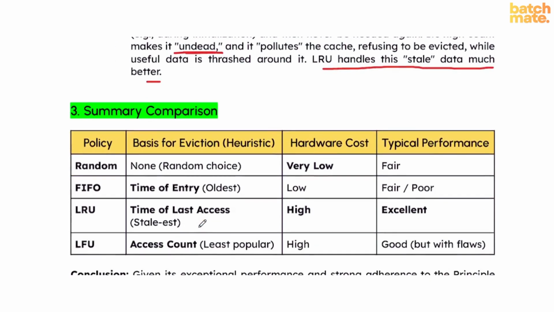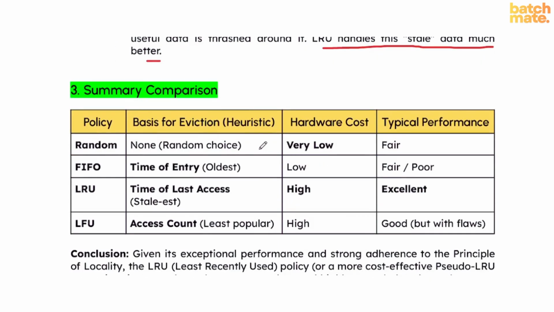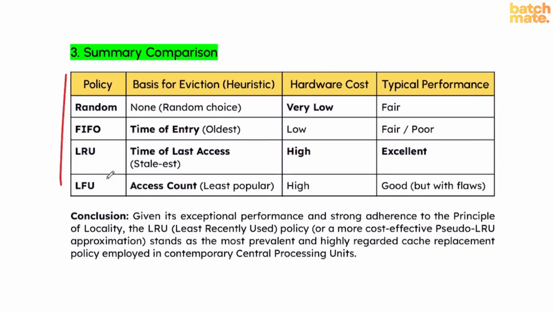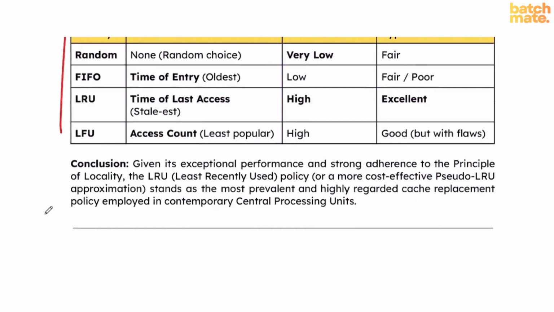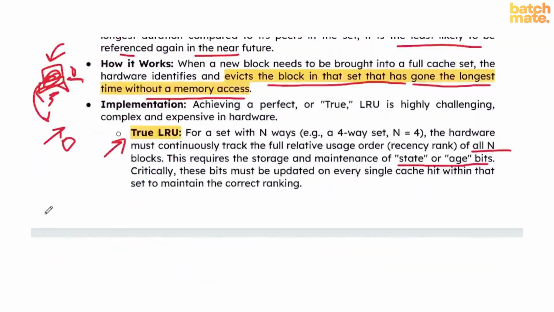So, to summarize, random is for when you are on a budget. FIFO is simple but dangerous. True LRU is perfect but expensive. Pseudo-LRU is what is likely running inside your device right now, smart, efficient, and fast. This concludes our deep dive into cache replacement policies. So, let's wrap this up. Now, let's bring this all together.